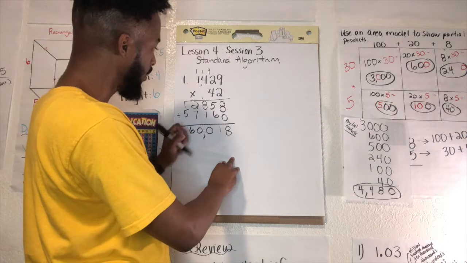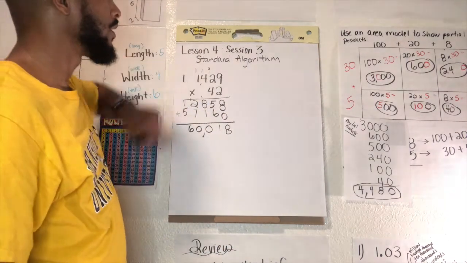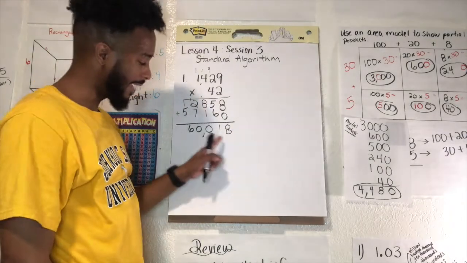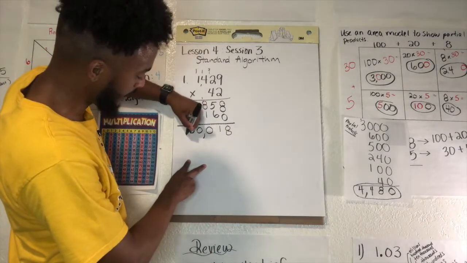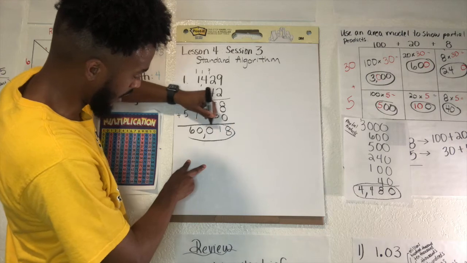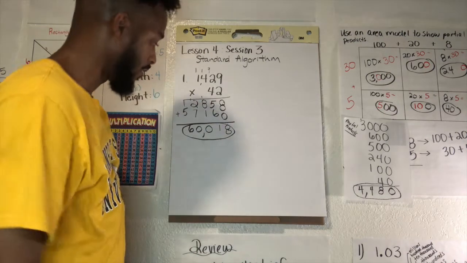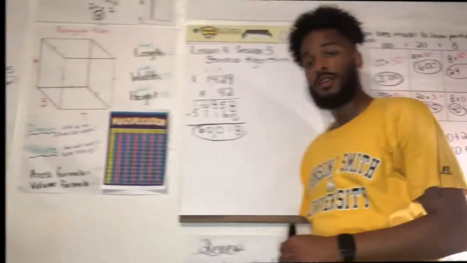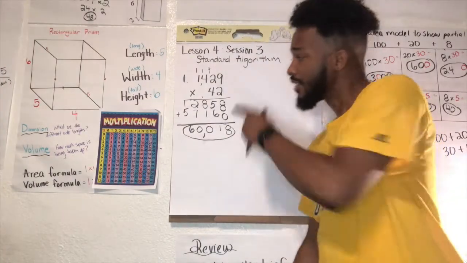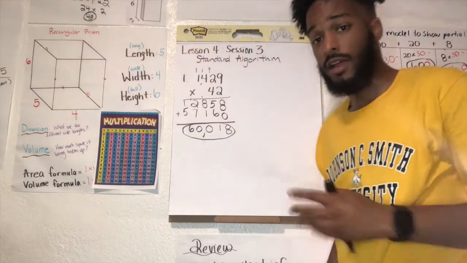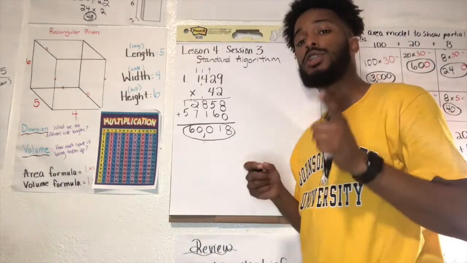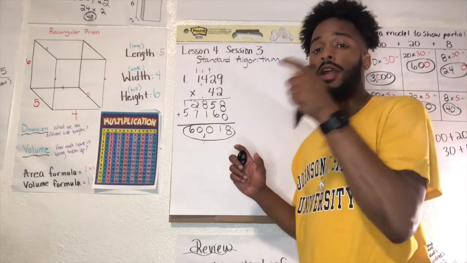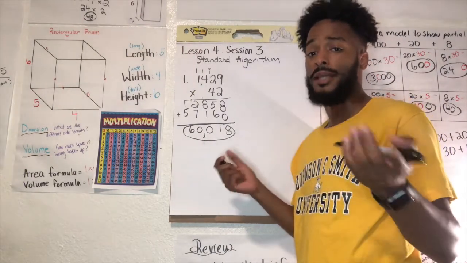So my answer, 1,429 times 42, is 60,018. We write that as 60,018. All right? So that is how we use the standard algorithm. All right, kiddos. So now that we've got the standard algorithm down, I want to revisit how to use the long multiplication technique with partial products of base 10.